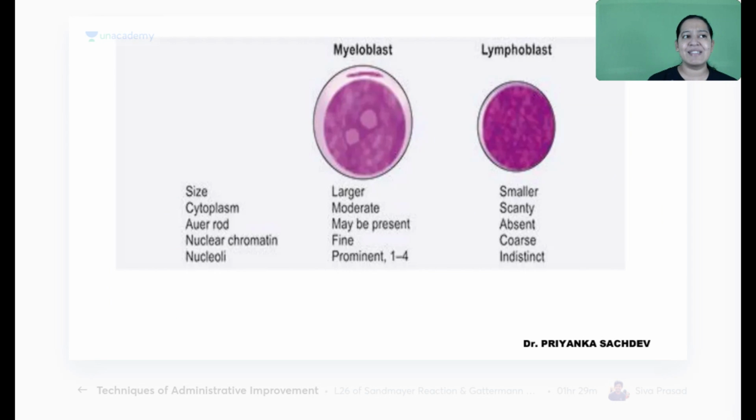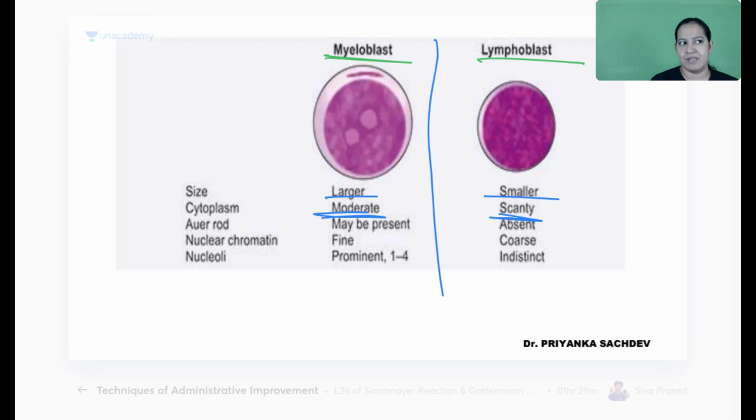So looking at the cell, these are the 2 blasts in front of you. See the image, very, very important. Myeloblast, lymphoblast. See, myeloblast is a little bit larger, lymphoblast is a little bit smaller. You will see, ma'am, this comparison is possible only when both are present. Otherwise, we cannot compare it.